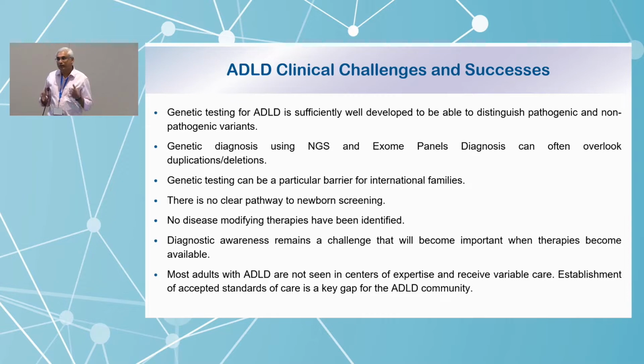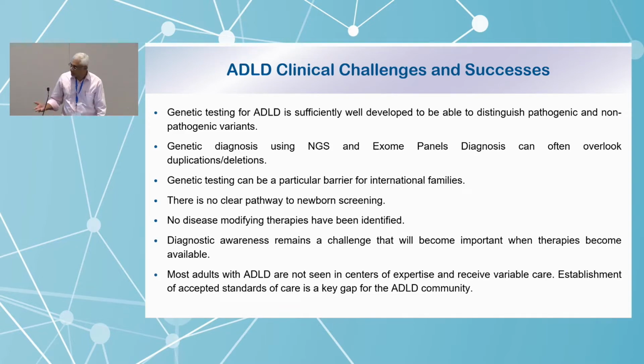So there's a really robust test for ADLD. It's a really simple real-time PCR test or an MLPA assay which can identify the duplication and the deletion. And it's kind of paradoxical, but some of the more advanced and fancier next-generation sequencing and exome panels can actually miss this duplication or deletion. And I've had some cases from GeneDx where they could not identify the duplication. So that's something to keep in mind.